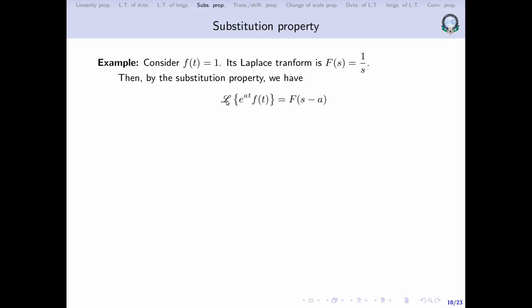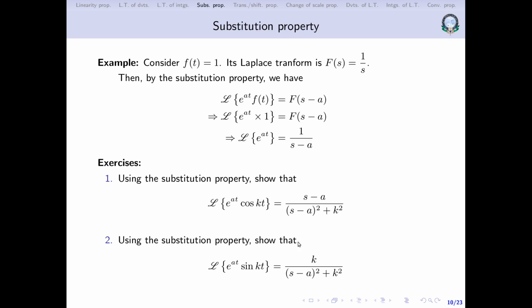So by the substitution property, we have the Laplace transform of e to the power at f of t is equal to F of s minus a. So f of t is 1, and e to the power at into 1 is e to the power at. So the Laplace transform of e to the power at is equal to 1 by s minus a, and this result is also something that we had derived in the previous lecture. So we are able to verify that we can also derive this using the substitution property.